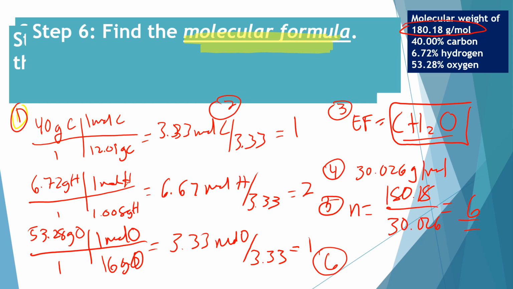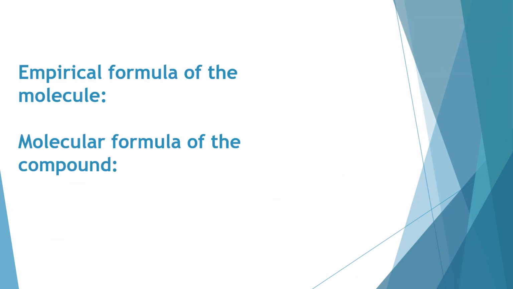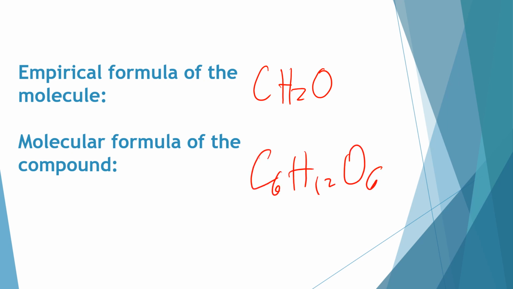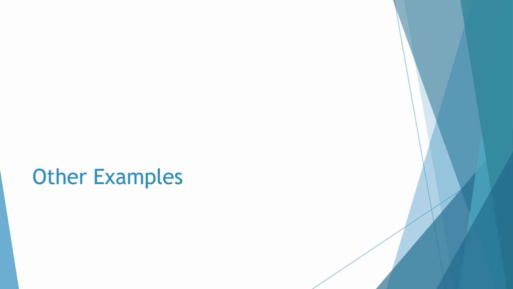So then now you find the molecular formula by distributing your 6 that you determined through the empirical formula. Please tell me you know what distribute means. So C6H12O6. That's my molecular formula. So empirical formula, just so you can write this down in your notes, CH2O and then C6H12O6. Other examples to go through.